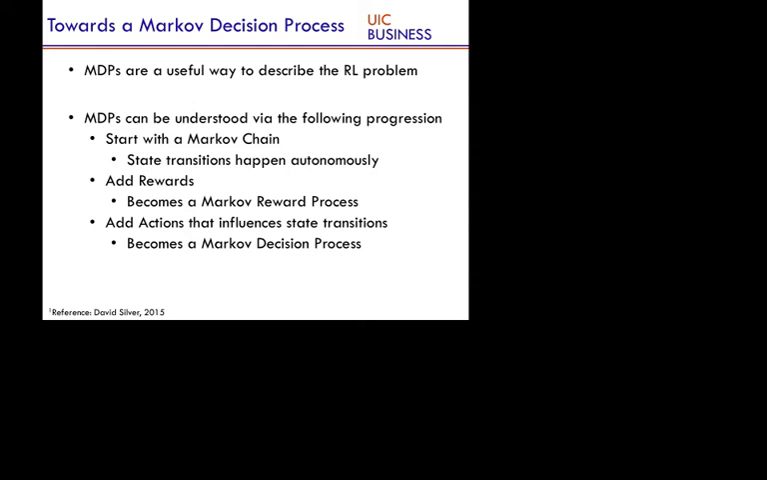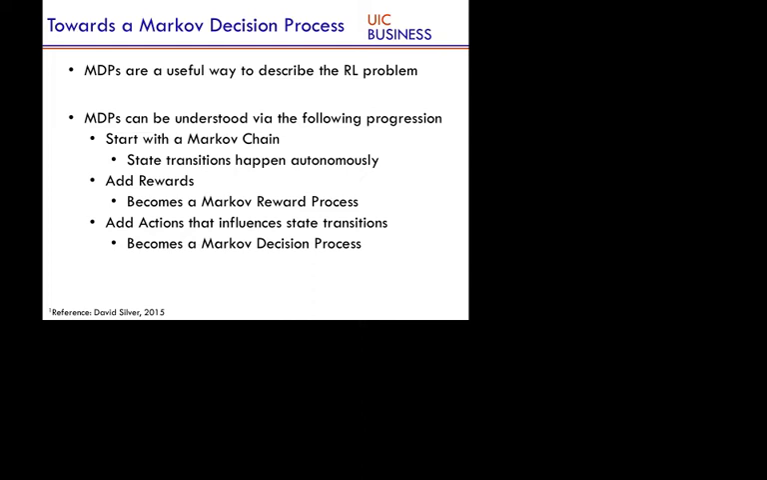MDP is short for Markov decision process, a useful way to describe the RL problem, and it can be understood through the following sequence of progressions. First we start with the Markov chain. Think of just finite states, let's say 5 states. It can be described by a transition probability matrix. State transitions happen autonomously; there's nothing that you're doing to affect the Markov chain. Once you define a Markov chain and the starting state, you can generate a sequence of next states. It's autonomous.